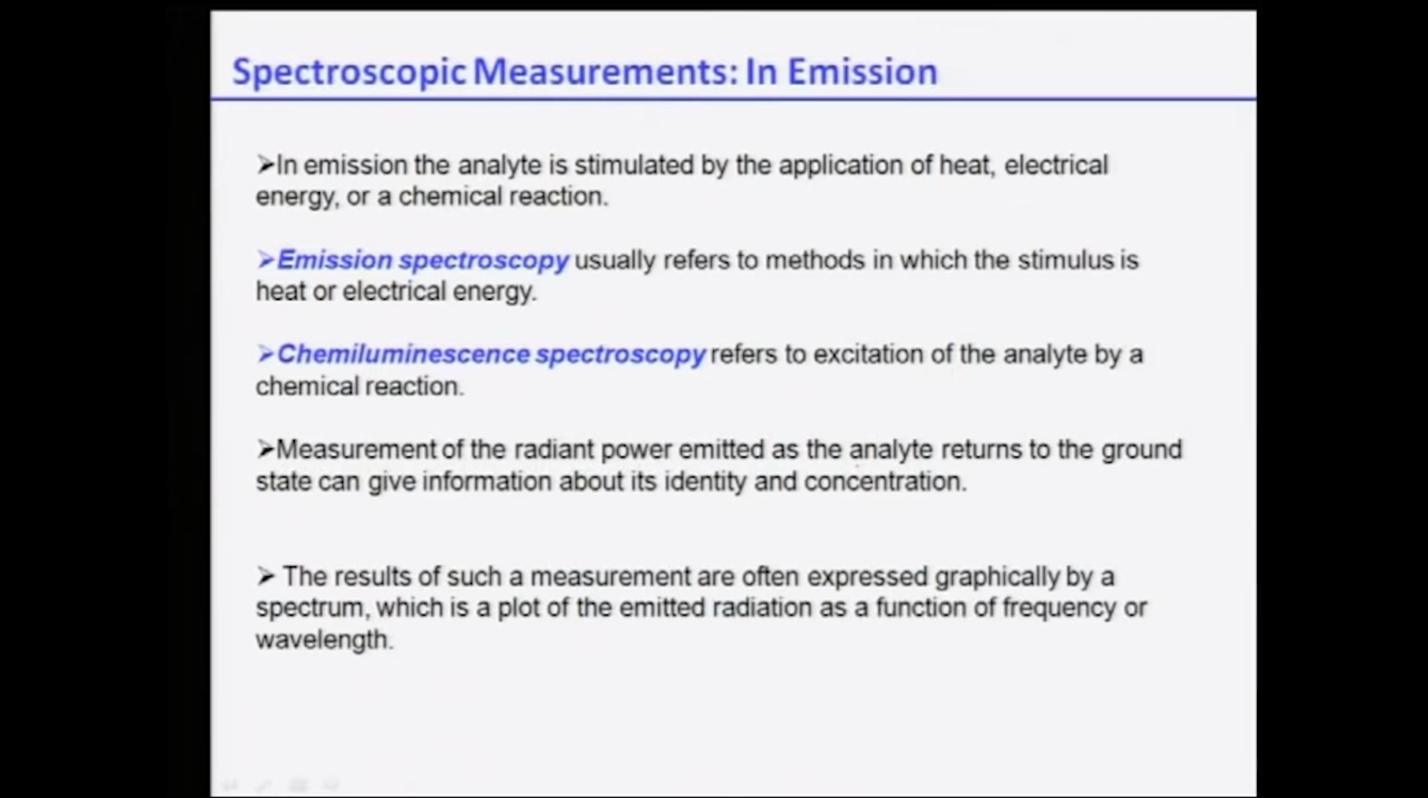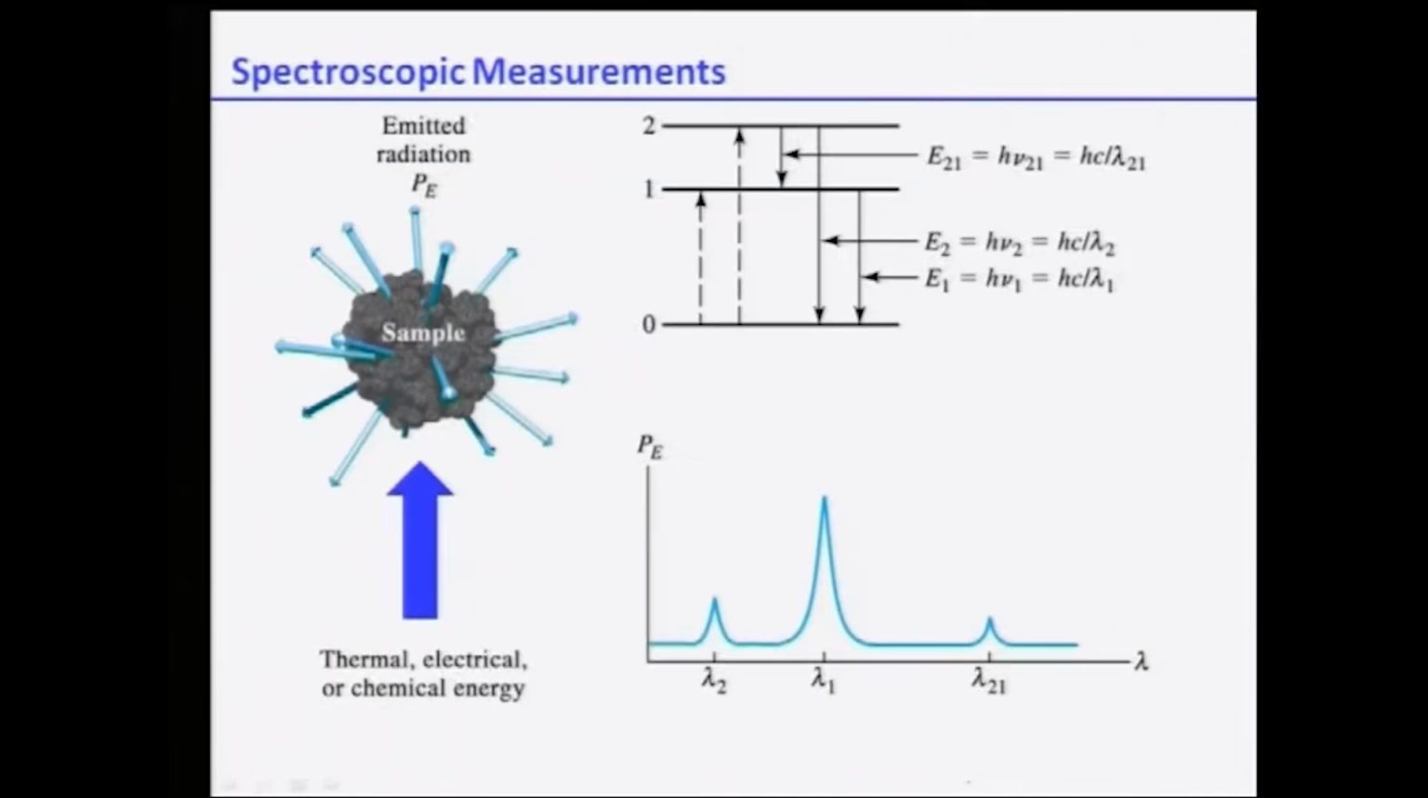The results of these measurements are represented by a graph or spectrum, which we will see in a few minutes in some of the plots. In these cases, the y-axis can be any parameter, whatever radiation is coming out, and the x-axis will be either lambda or 1 by lambda. Lambda is wavelength, and 1 by lambda is wave number. Let us see some of the things.